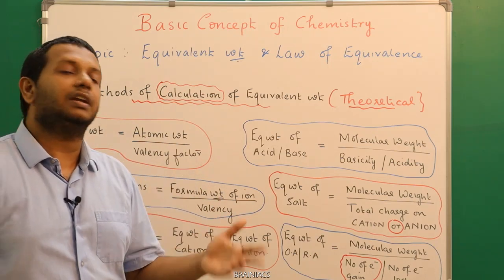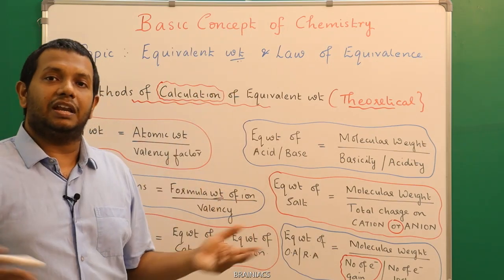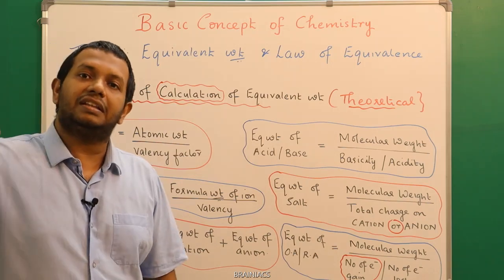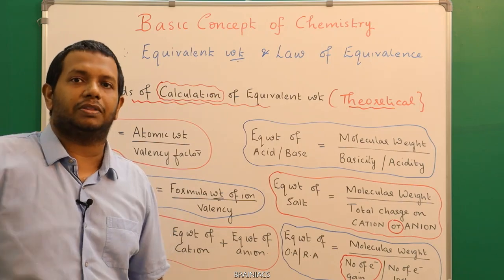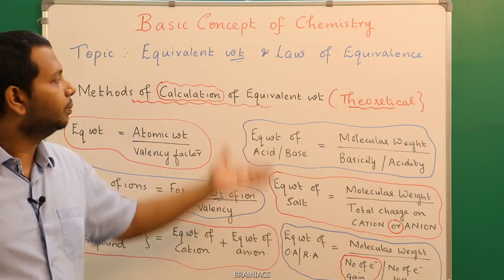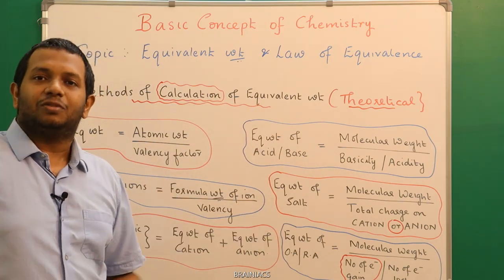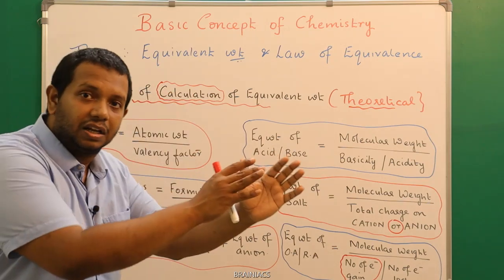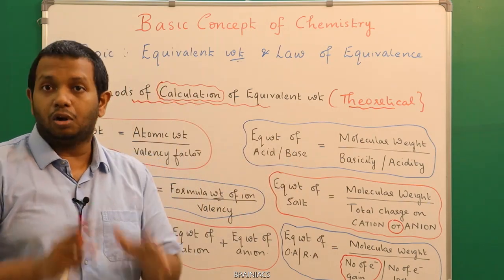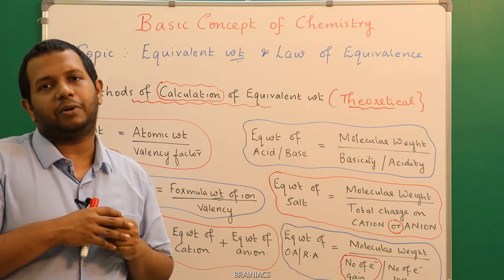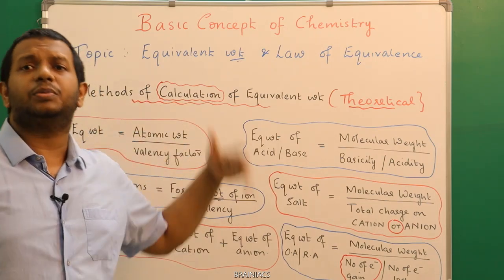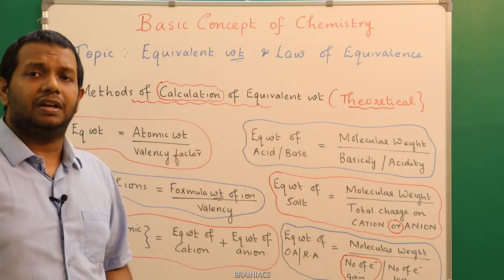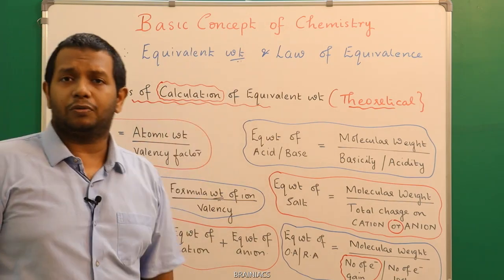So questions can be created in any way. They can create a question from the experimental method, and they can also create a question from the theoretical method. So please understand that one is theoretical and one is experimental. Don't get confused. Very important. Okay, so theoretical is just completed. Next we will go to our experimental methods, then we will go to the concept of law of equivalence.